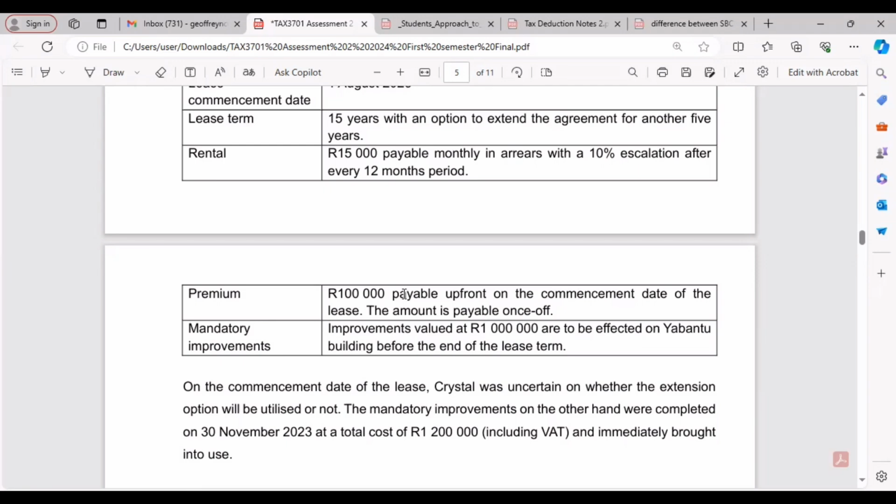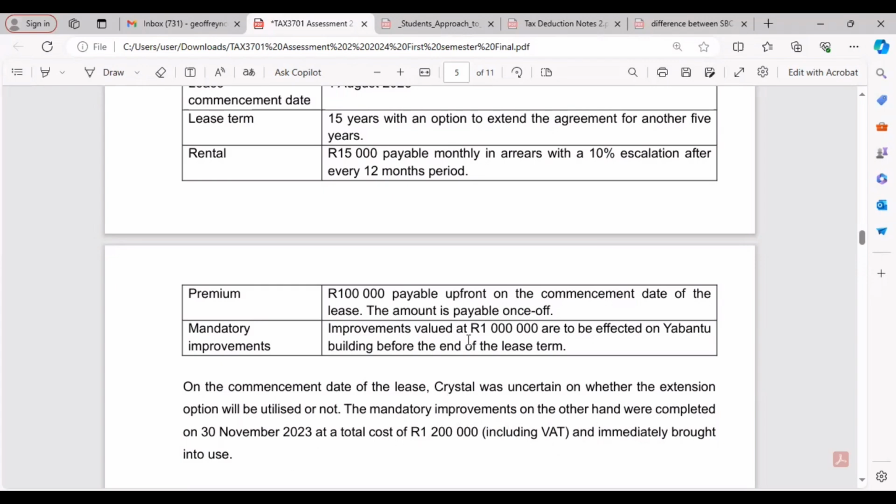If you're listening to that recording, I said you always check the actual and the estimated amount, the lesser of the two. On commencement date of the lease, Crystal was uncertain on whether the extension option will be utilized or not. The mandatory improvements, on the other hand, were completed on 30 November 2023 at a total cost of what? 1.2 million, including VAT. And immediately brought into use.